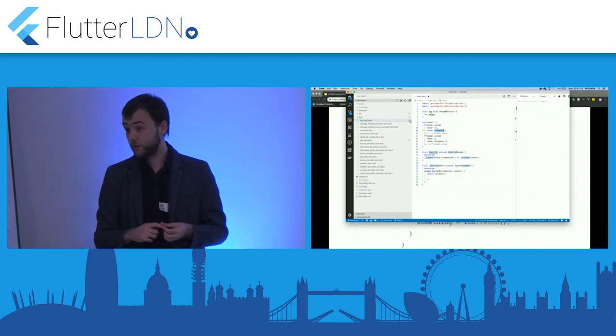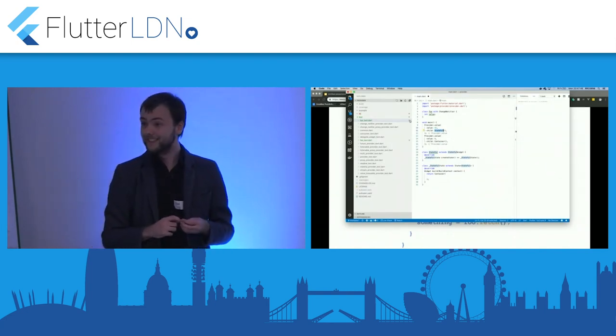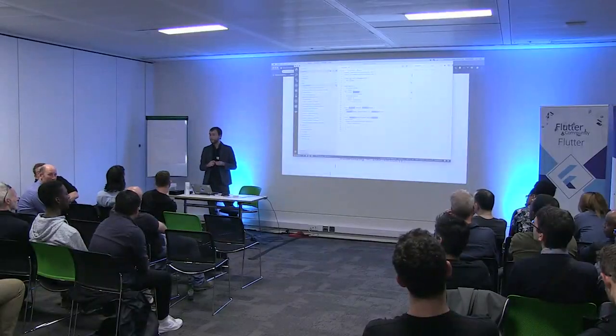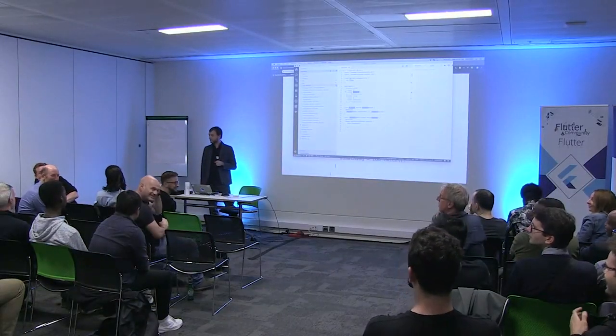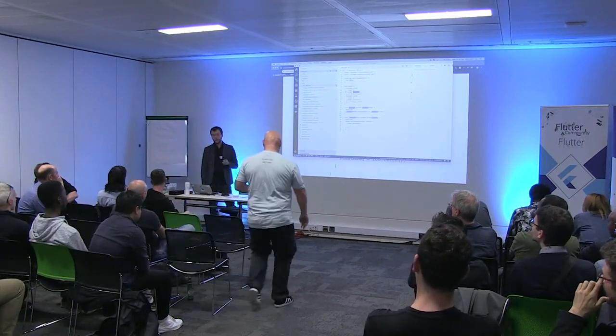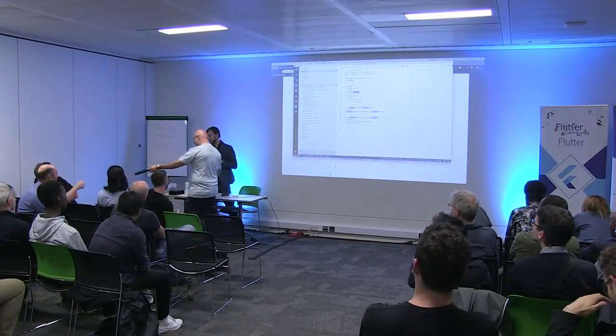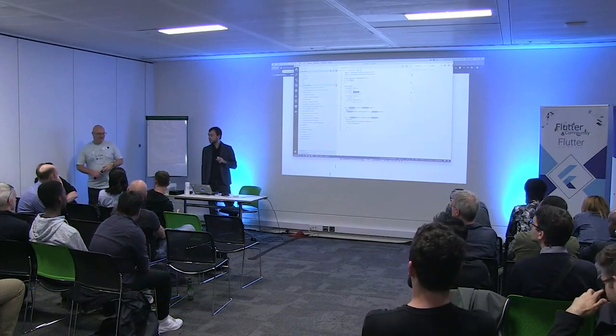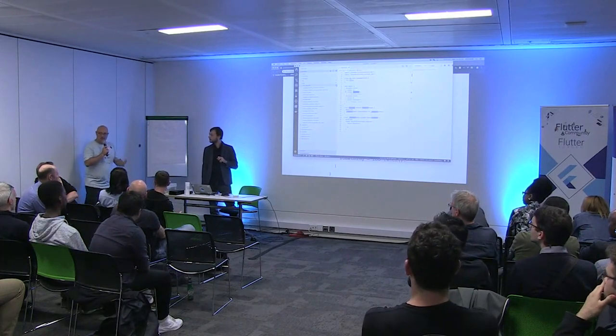Yeah, but it's not natural at all. Simon said the solution is if mounted. And actually, sorry, it doesn't work. No, because the mounted is true inside didChangeDependencies. Okay. It's a bug.